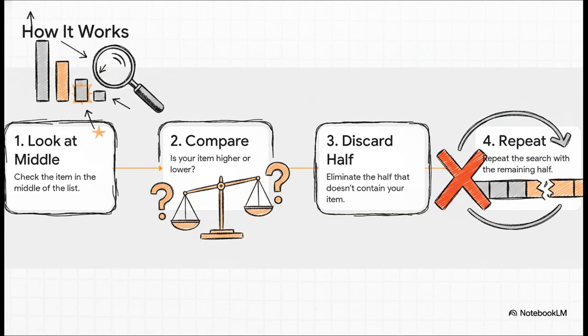Okay, so how does it actually work? It's basically 4 simple steps. 1, you look at the item smack dab in the middle of the list.